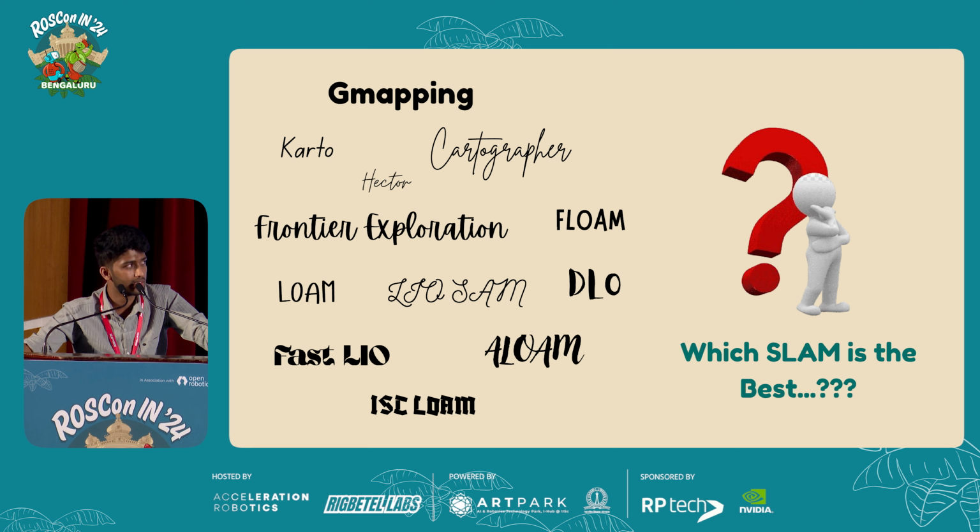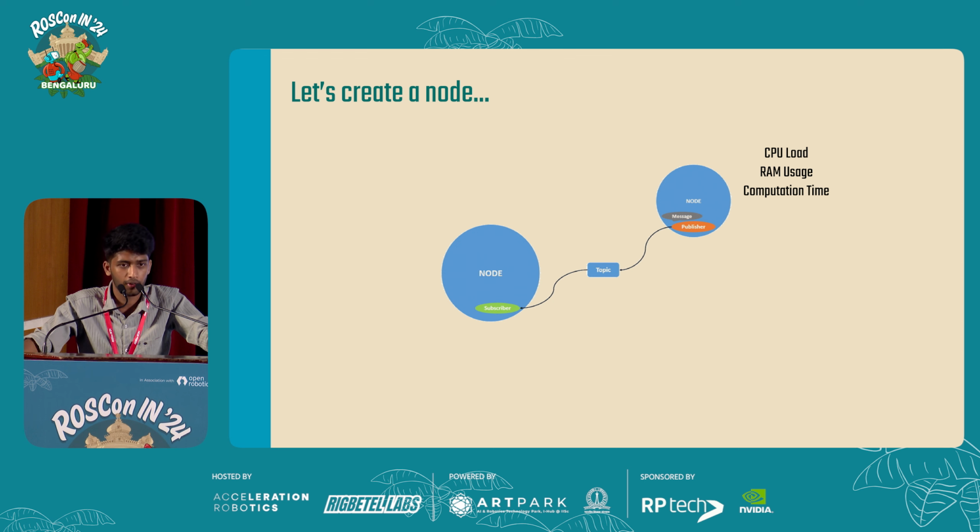I asked Pranay. He said DLO looks fine to him, and I said no, LIO-SAM is the best one. That debate went on for an hour, I guess. And then we thought, why not calculate it mathematically? So Pranay came up with the idea of creating a node. The logic behind our profilers will be explained by Pranay. Over to you, Pranay.